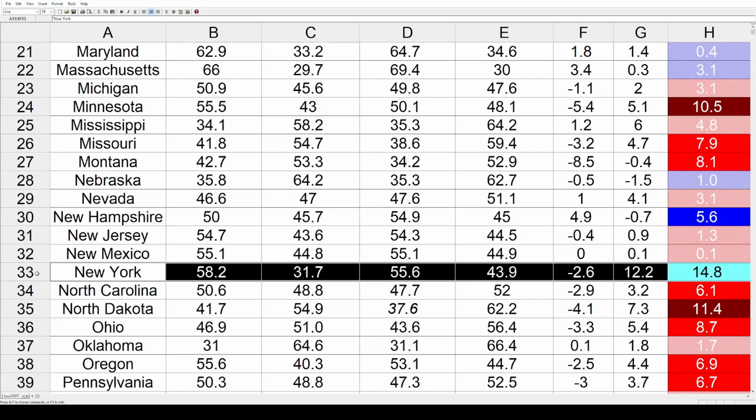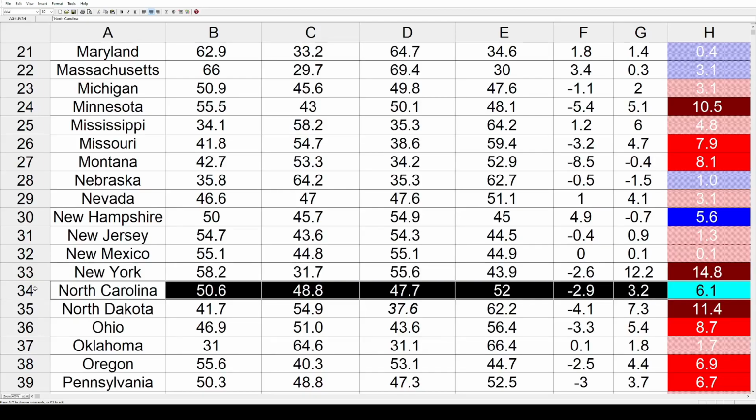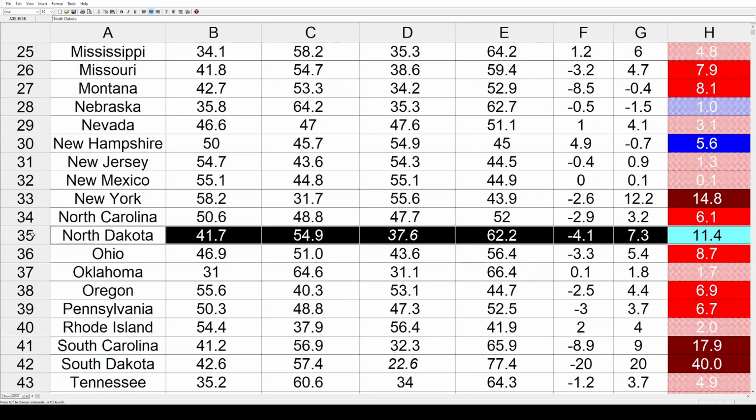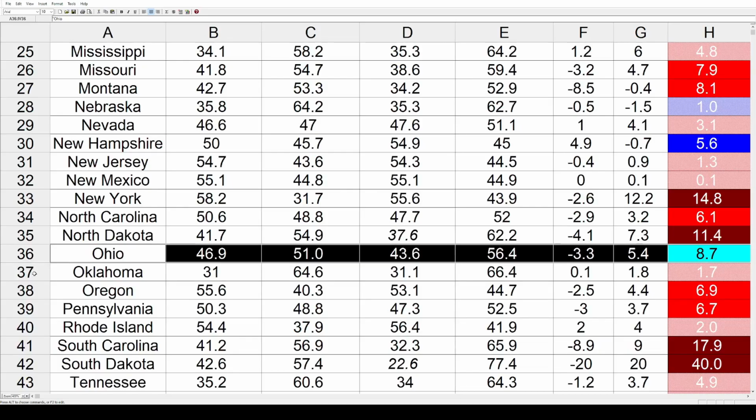New York had a significant red shift of 14.8%. North Carolina, a red shift as well, but by a smaller 6.1%. North Dakota, back over double digits toward the GOP by 11.4%. Ohio, 8.7% toward the Republicans.